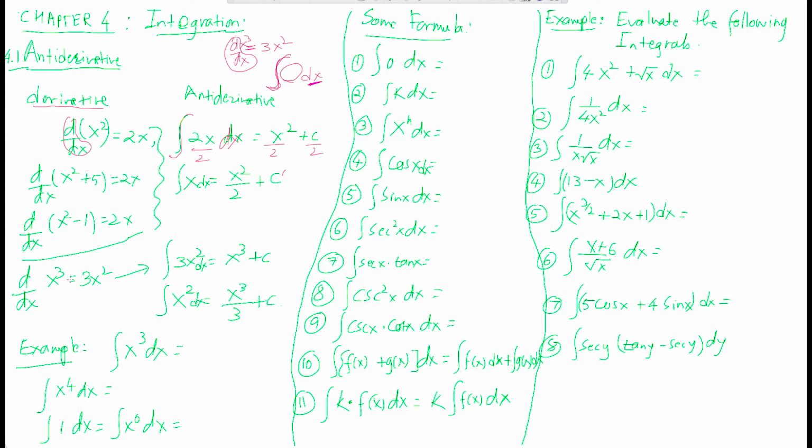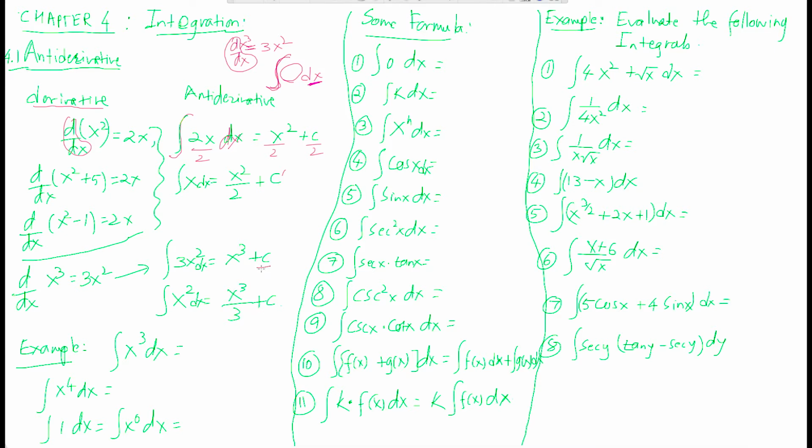Similarly, what is the derivative of x cubed? The derivative of x cubed is 3x to the 3 minus 1, that is 3x squared, right? So what we can say is the antiderivative of 3x squared will be x cubed plus c. The antiderivative of this must be that one, right? If you divide both sides by 3, you will get the antiderivative of x squared, or the integral of x squared dx, equals, I divided both sides by 3, x cubed over 3 plus c.